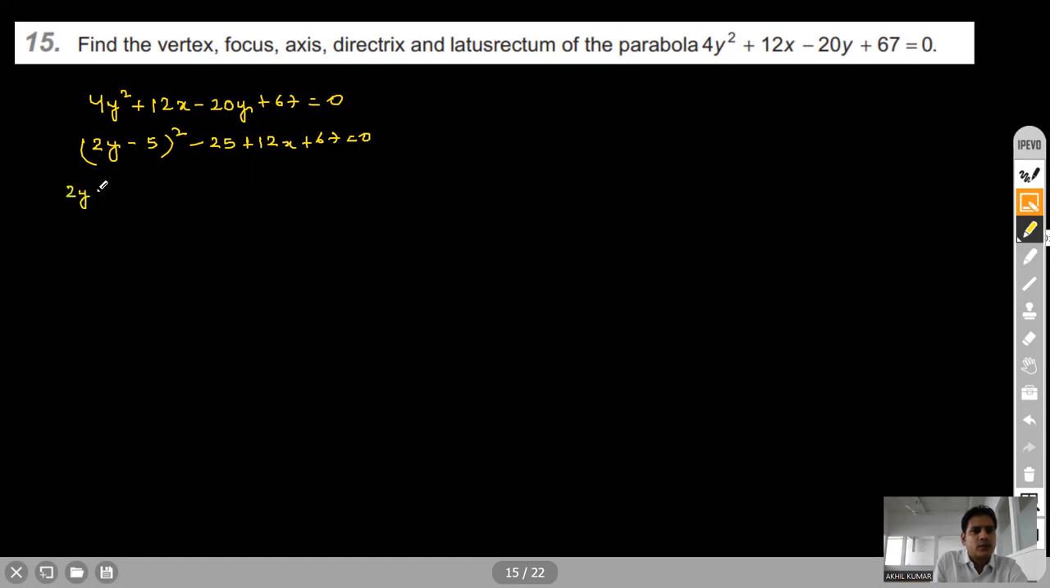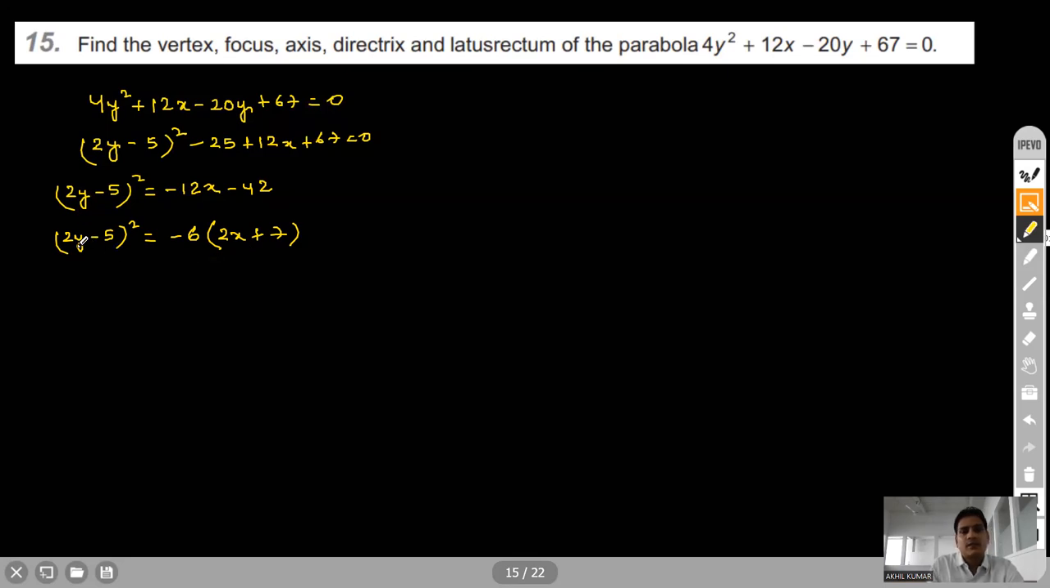So what we got, (2y - 5)² is equal to, take this thing to the right hand side, it will be -12x and 67 - 25, it will be 42. So after coming to this side, it will be minus of 42. Further, we can write it as (2y - 5)² equal to, we can take 6 common. So let's take minus 6 common. So it will be (2x + 7), right? Minus 12x and minus of 42.